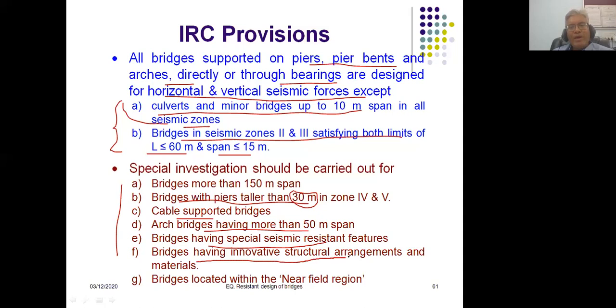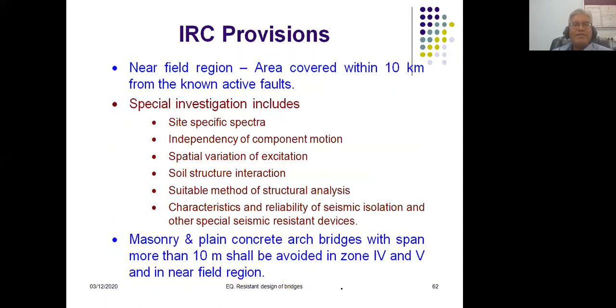Bridges having innovative structural arrangements, and bridges located within the near field region, then one has to go for a special investigation. Whatever codal provisions are given, that is not sufficient, and one has to go for a special investigation. Near field region is defined as the area within 10 kilometers of an active fault, right? One has to see whether the bridge constructed is within 10 kilometers of the fault, then it is known as a near field region, where special investigations are required.